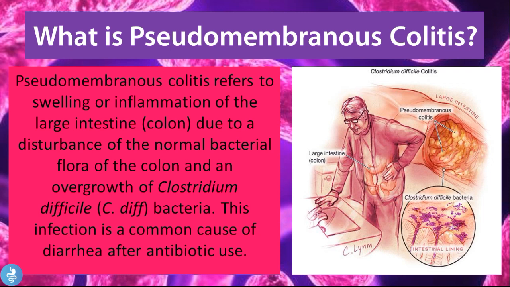So all the good bacteria start dying, and even though C. diff, when it's found there in a normal healthy patient, doesn't really cause a pathology, when we take antibiotics and all the other good bacteria start to die in that area, C. diff becomes more powerful and it's able to cause this inflammation of the large intestine. And that is why it's called pseudomembranous colitis. Colitis means the inflammation of the colon.